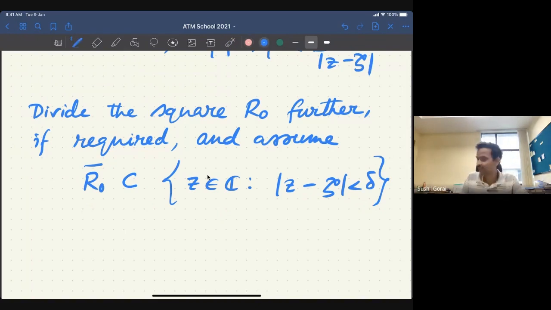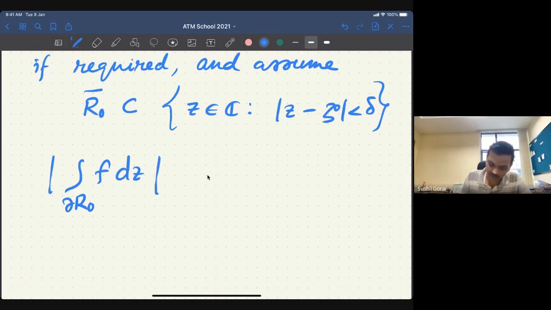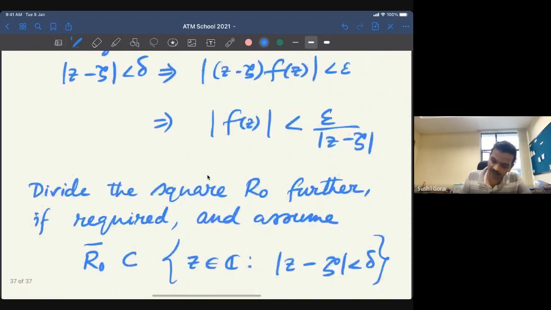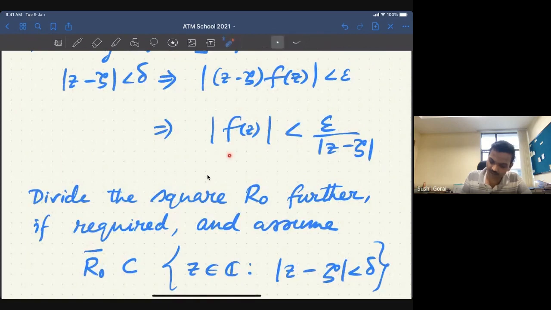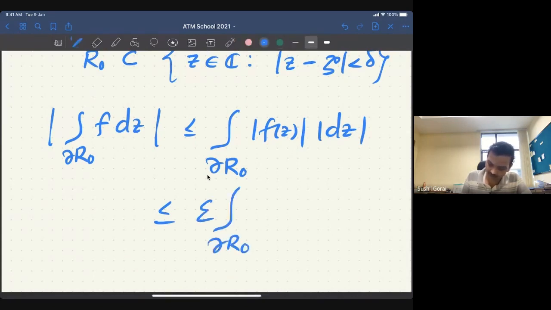Now, once this is there, we'll estimate the integral. So we estimate the modulus of the integral of f dz, which is less or equal to the integration over boundary of R naught of mod f(z) mod dz. So this is less or equal to, since mod f(z) is bounded by this, epsilon times the integral over boundary of R naught of mod dz by mod z minus zeta.